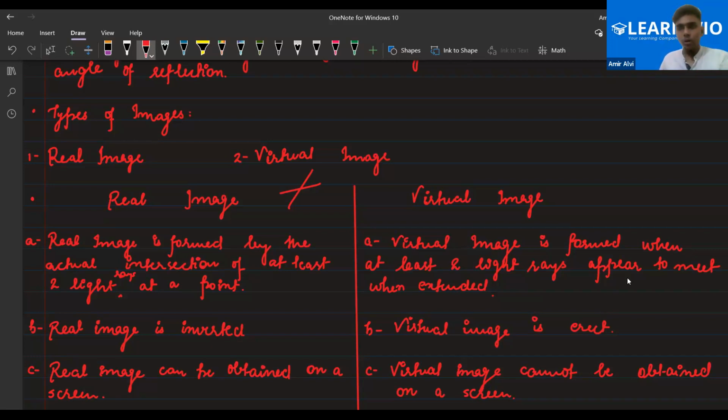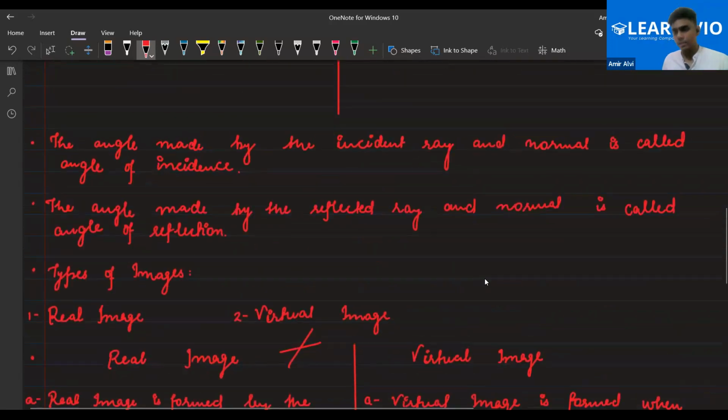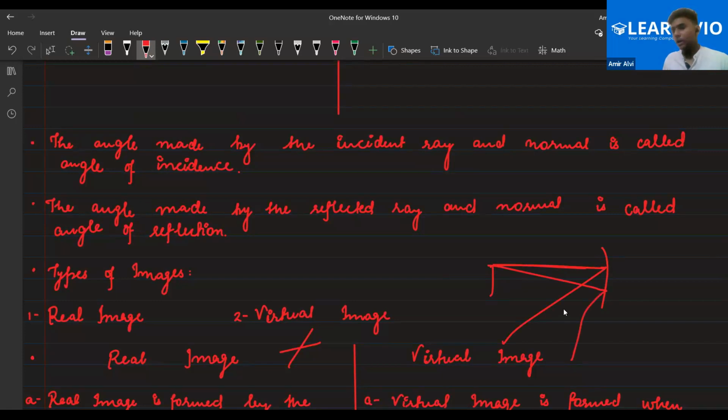It means that it is not an actual image, right? So a virtual image is formed when the rays appear to meet when extended, like this. So this is an object placed, and two rays, this is the mirror, like this. And like this. So are they meeting?